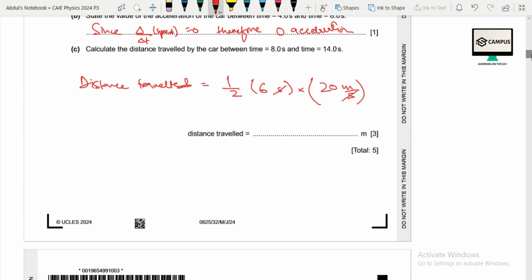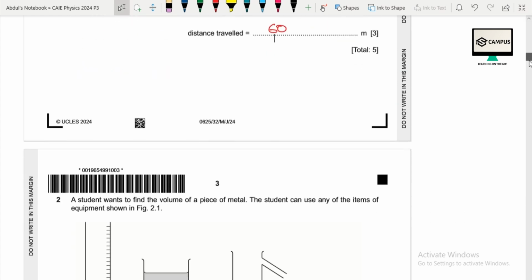Seconds would cancel out. 20 divided by 2 is 10. So 10 times 6 is 60 meters. So the car travels 60 meter between 8 and 14 seconds.